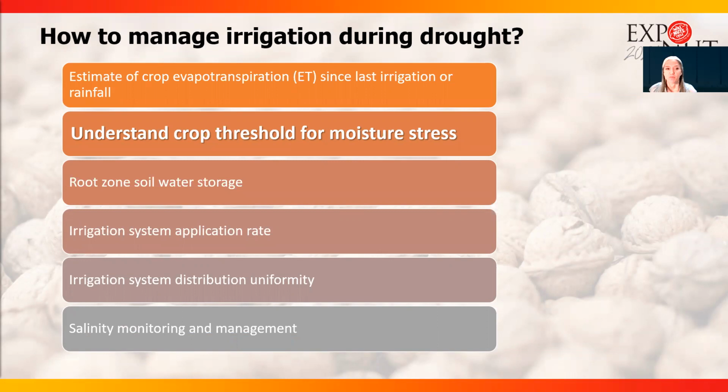So now we will talk about understanding the threshold for moisture stress in walnuts. A lot of research has gone into understanding the relationship between moisture stress in the tree and irrigation management and the resulting effects on growth and yield in walnut trees.